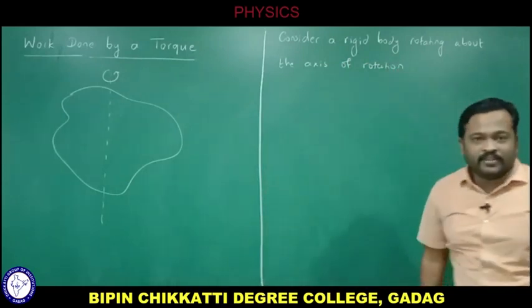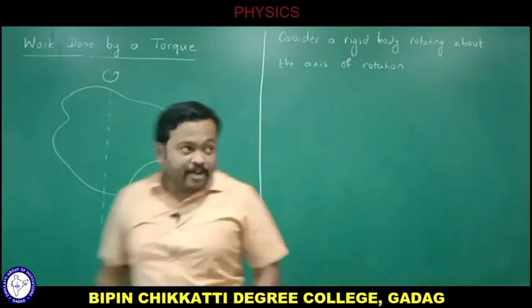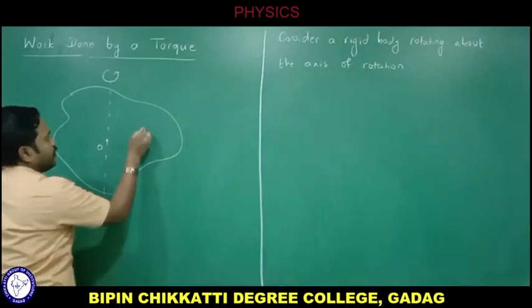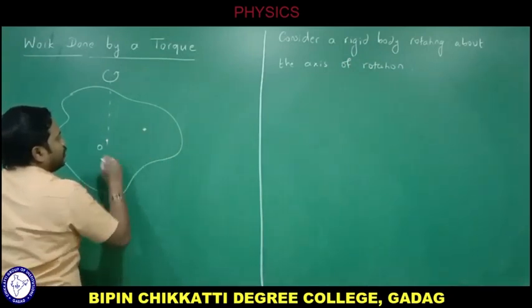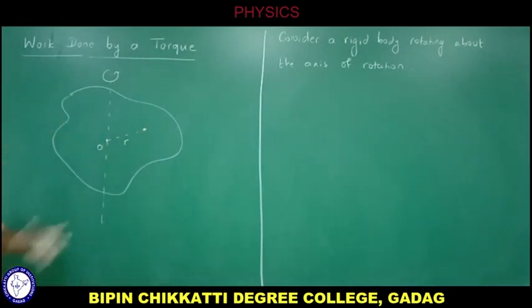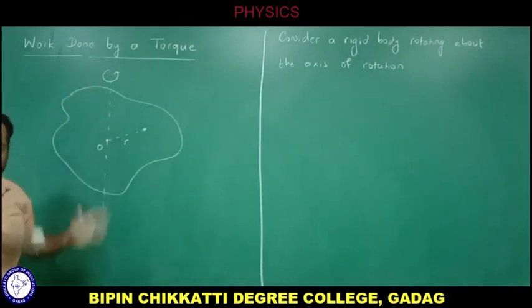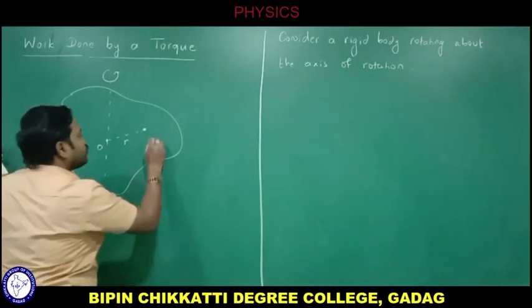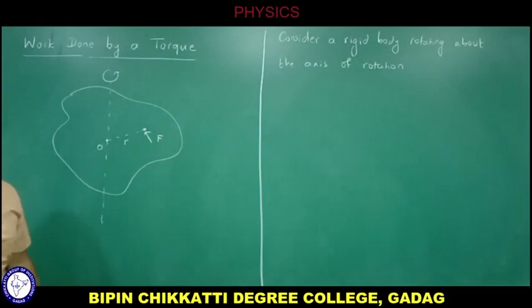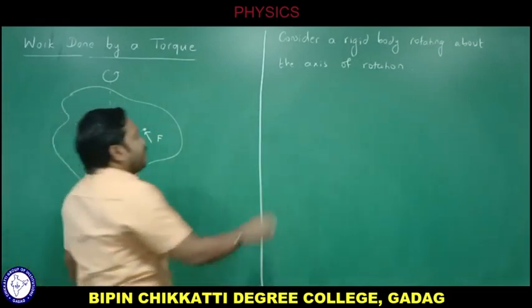Now, let me consider a particle here. Let me consider this is the center, let me take it as O. There is a particle at a distance, let me take that distance as r. The body is rotating like this about the axis of rotation. If I want to make the body rotate, I need to apply a force to it. So let me apply force like this. What is the force which I am applying here? F.